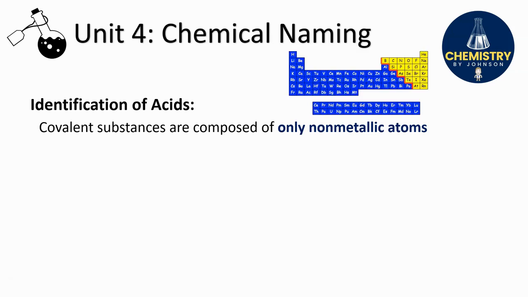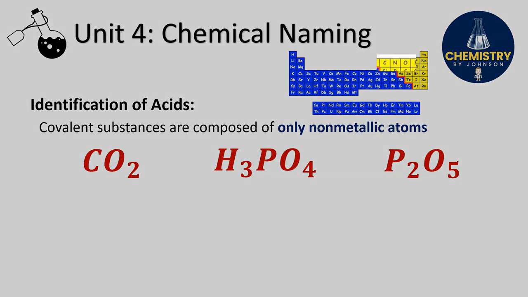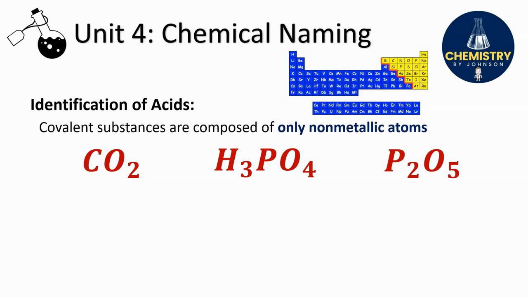So if you had a periodic table and remembered that everything to the right of that staircase shown in red, so here it's all the atoms highlighted in yellow, those are all the non-metals on the periodic table. That would tell you that substances like CO2, made of carbon and oxygen, both non-metals, would count as a covalent substance, just like H3PO4 and P2O5, all only made of non-metals.